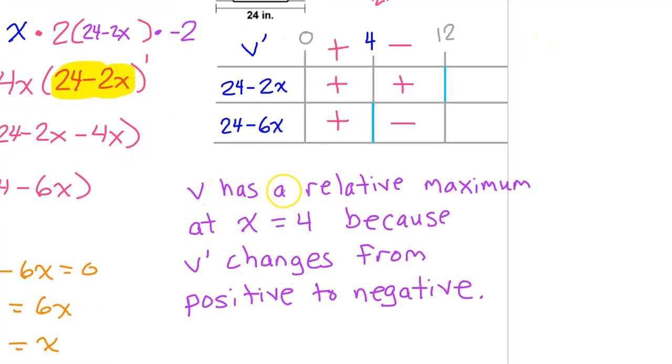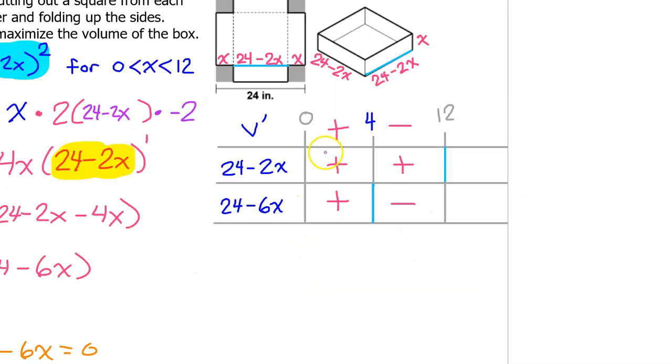Normally, we would say v has a relative maximum at x equals 4 because v prime changes from positive to negative. But relative maximum is not good enough. We are trying to maximize the volume. We need to know that the volume has an absolute maximum at x equals 4. Luckily, this is a special case. Because volume only has one critical value on its domain, we can actually use this sign chart to conclude that v has an absolute maximum at x equals 4, not just a relative maximum.